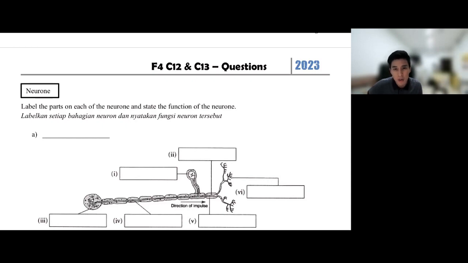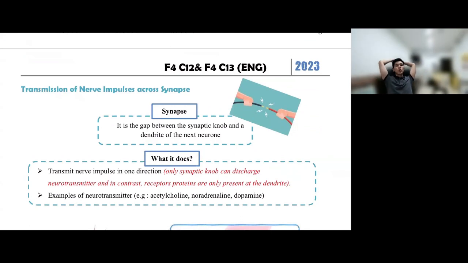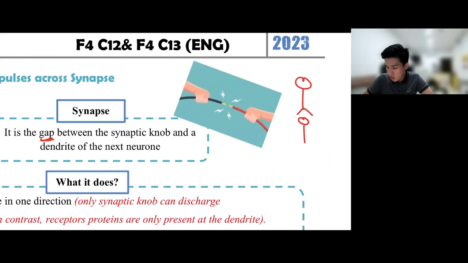Okay, page number 8. Let's do this. Synapse. So synapse, like I say, is the gap between the two neurons, the gap between the synaptic knob and the dendrite of the next neuron. So remember, the synaptic knob is the butt of the neuron, which is connected to the head, the dendrite of the next neuron. Now, there's one small problem here.